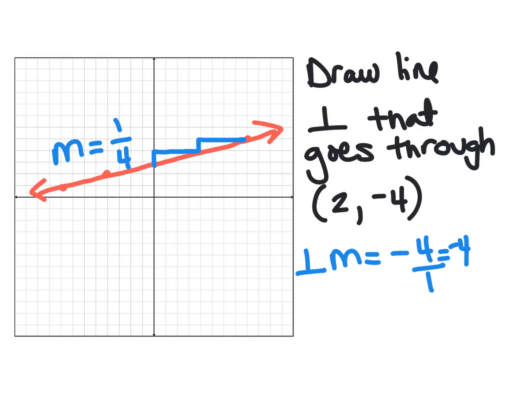If it has to go through the point 2, -4, I'm going to begin by graphing that by going right 2, down 4. That's right here, and now I'm going to count the slope of -4. So down 1, 2, 3, 4, and right 1. I can do it again, down 4, right 1, or up 4, left 1, and then I can connect it as straight as possible, and you should see that these are perpendicular.